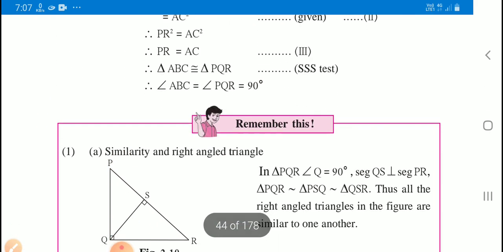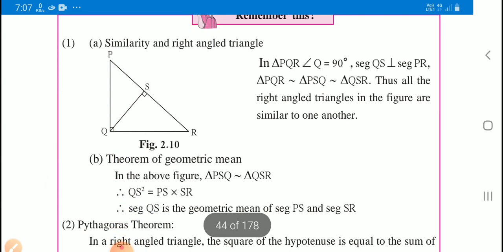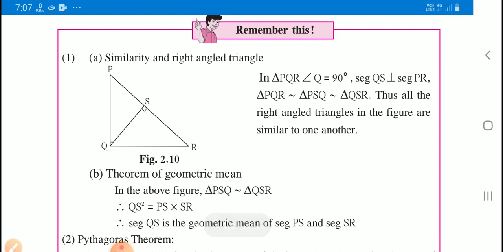Okay. Now remember these similarity and right angle triangle. In triangle PQR, angle Q is 90 degree. Segment QS is perpendicular to segment PR, which is the hypotenuse. Then triangle PQR is similar to triangle PSQ, which is similar to triangle QSR. Thus, all the right angle triangles in the figure are similar to one another.